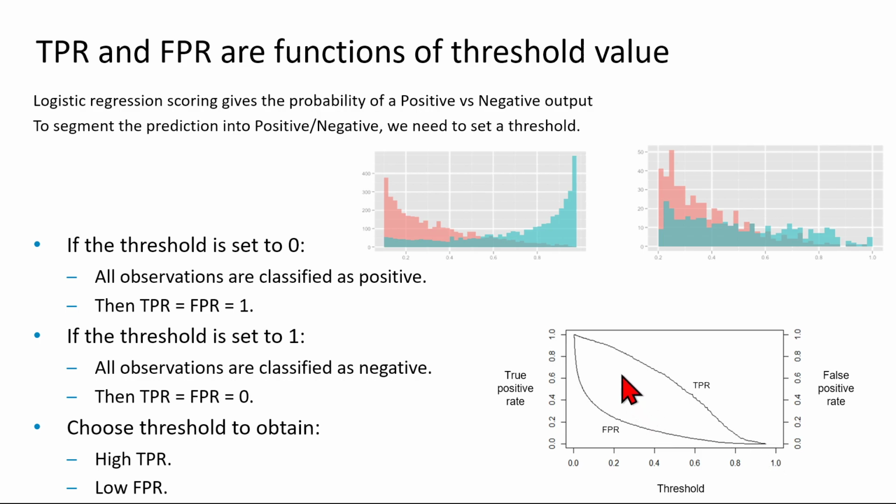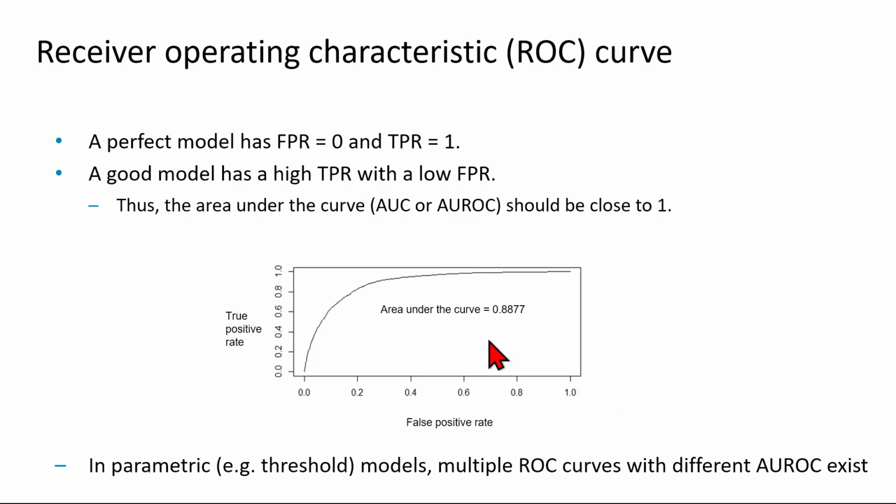We want a threshold that gives a very high TPR and a low FPR. We don't want them to be both high or both low, so it should be somewhere in the middle. A perfect model has a false positive rate of 0, so no false predictions, and a true positive rate of 1. If you're looking for a good model, we can plot the false positive rate against the true positive rate. The ideal point in this plot is where the false positive rate is 0 and the true positive rate is 1.